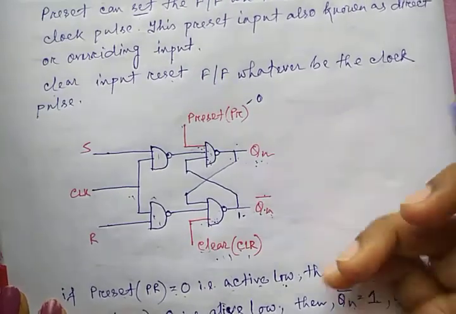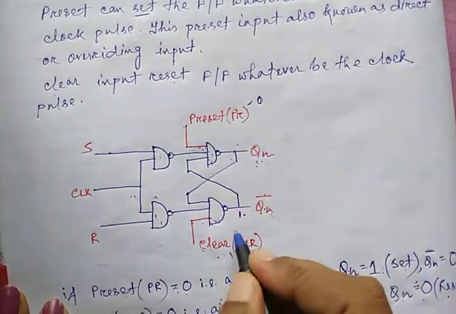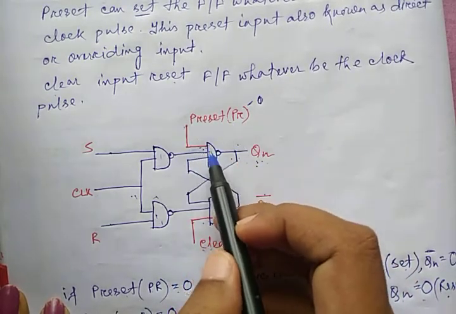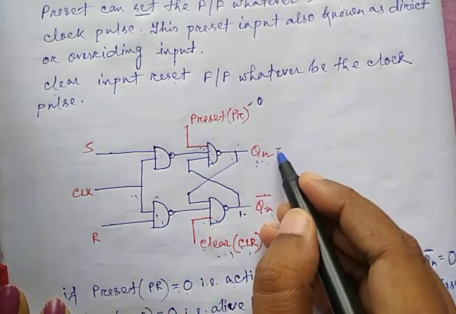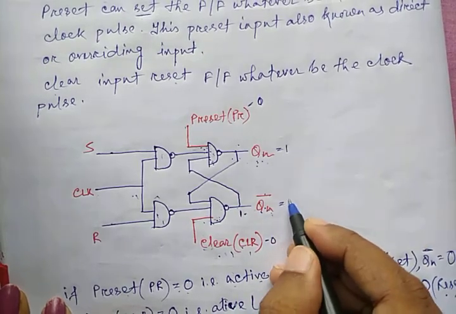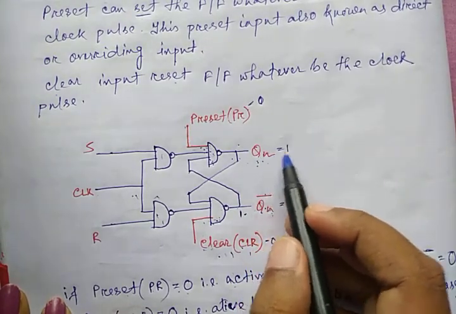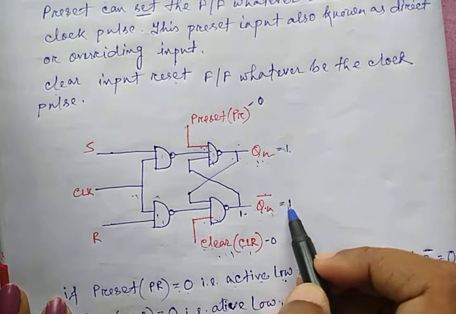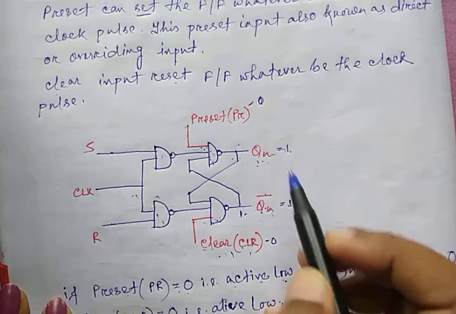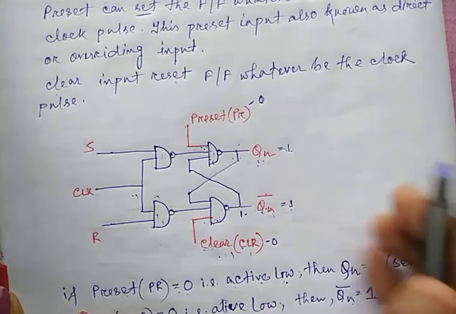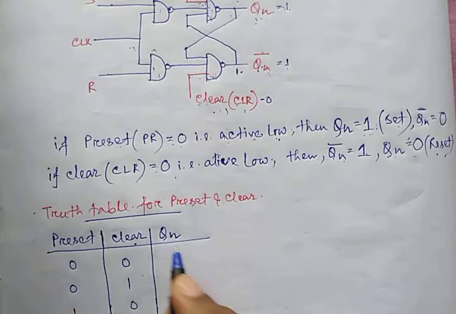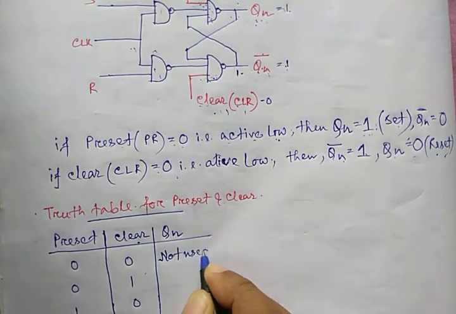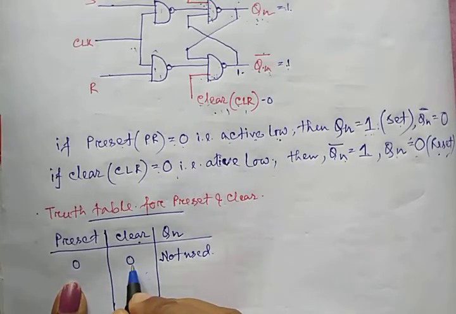Now let us check if preset is 0 and clear is 0. 0 means we know that the output of the NAND gate will be 1. That means QN is also 1, QN bar is also 1. But it is not possible for both outputs to have the same value. We know that this is a forbidden state. So we can say that the value of QN is not used when both preset and clear are 0.